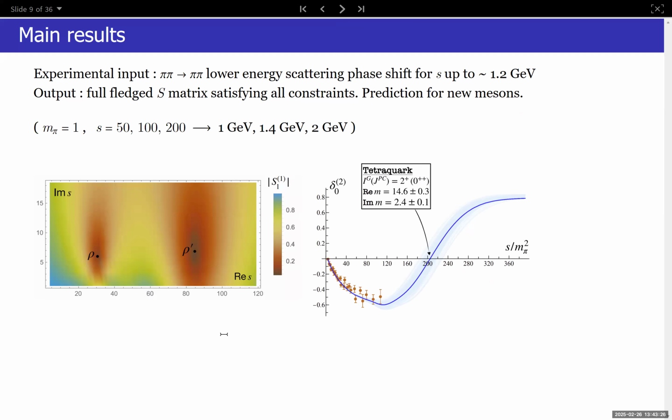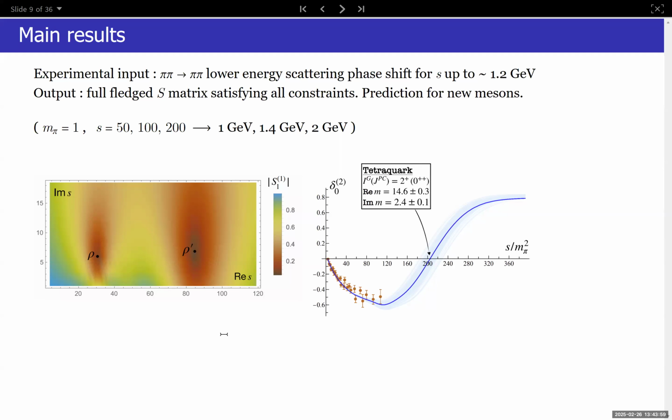Okay, so once we have that, we can take a look at those S matrices. For example, this is a plot for spin 1, isospin 1, and that's the S matrix on the complex plane of S. So this is real S, this is imaginary S. Here you can see there are two zeros corresponding to two mesons. This is the rho meson. That's the next meson.